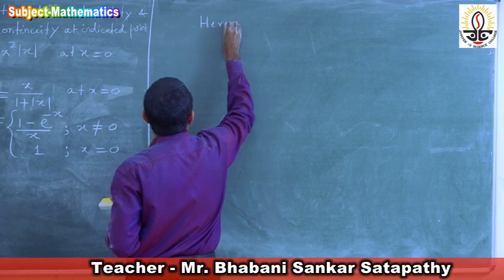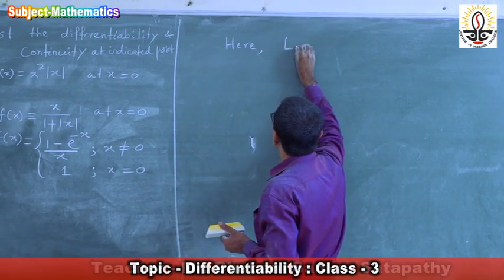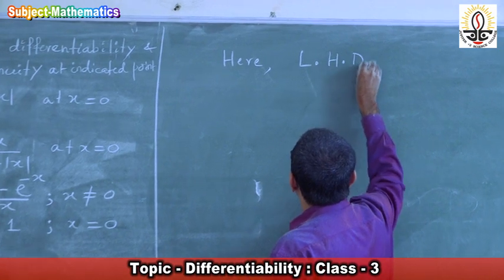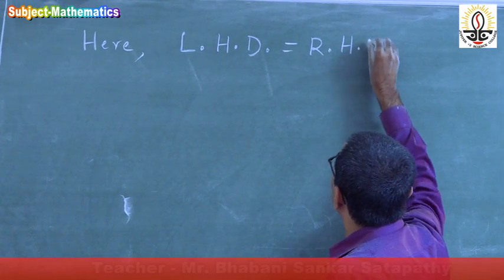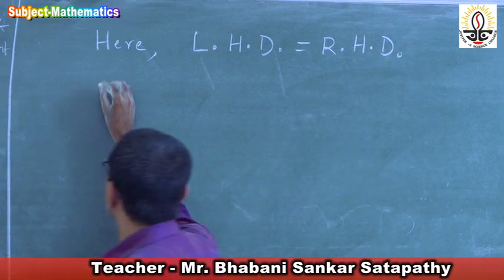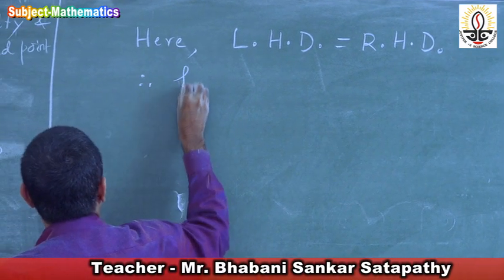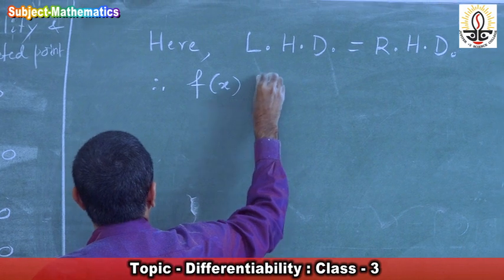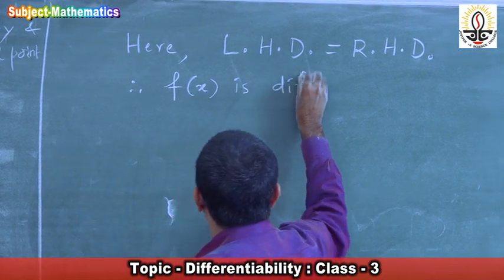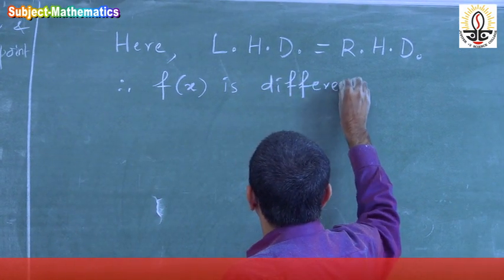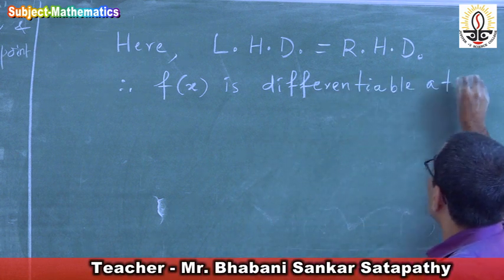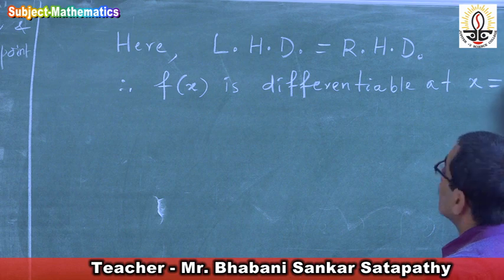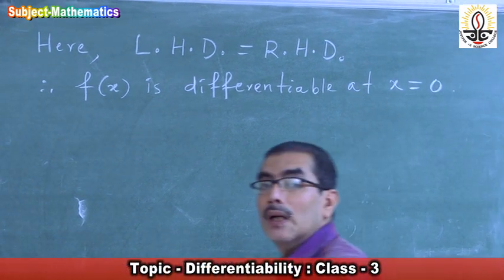So here what will we write? Here left hand derivative is equal to right hand derivative. Therefore f of x is differentiable at x is equal to 0.